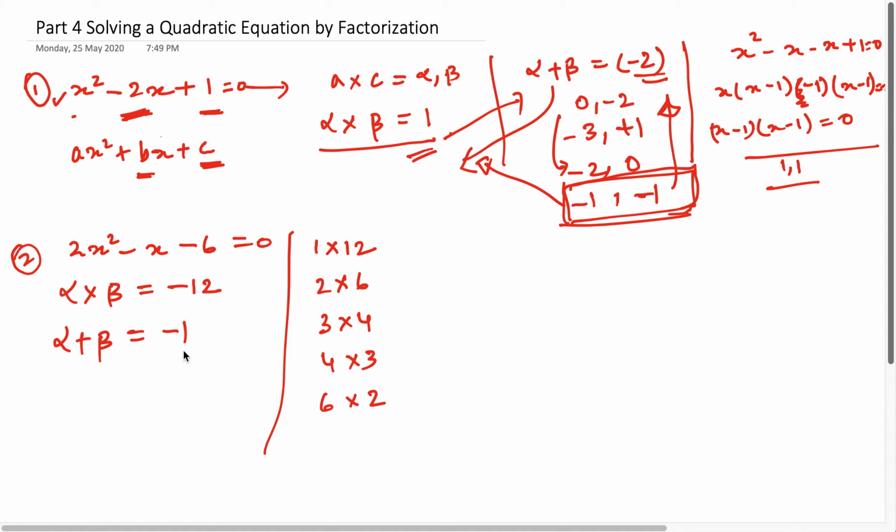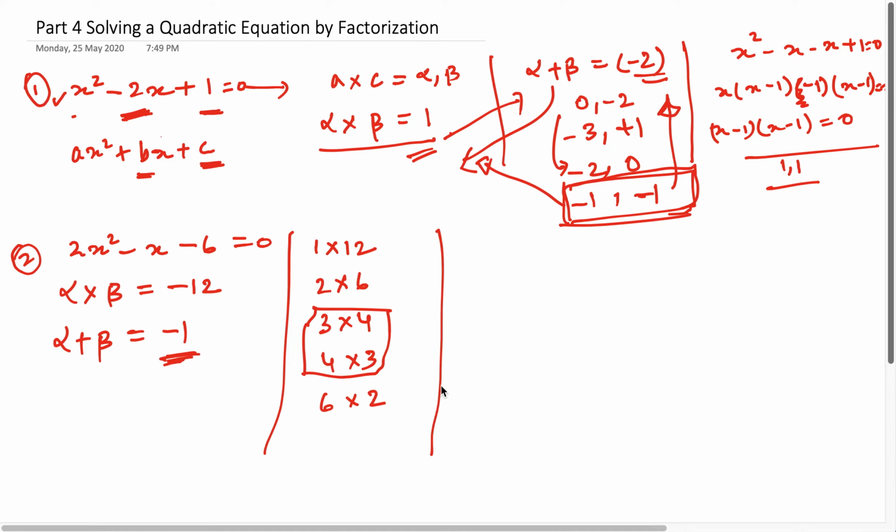But I want the sum as minus 1 and the product as minus 12. So one thing is I have to put a minus sign somewhere, and I have to ensure that the sum comes out to be minus 1. So look at these two.